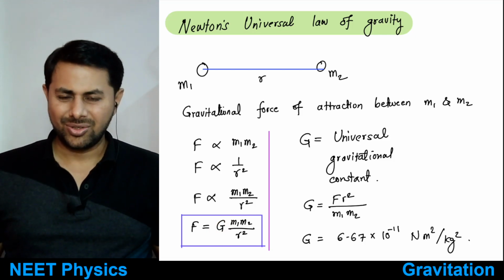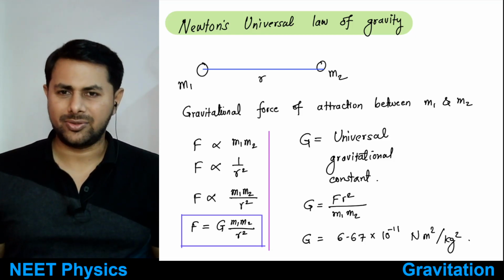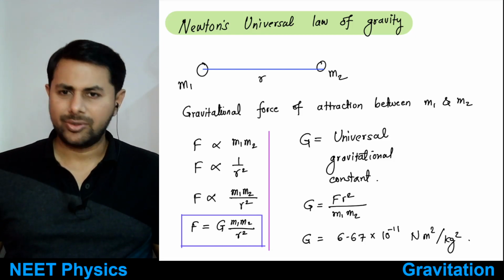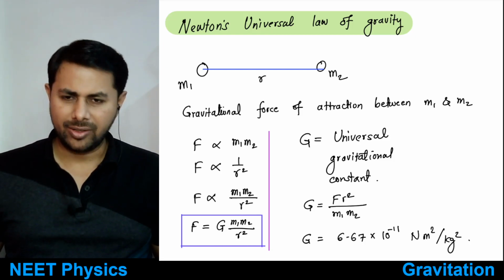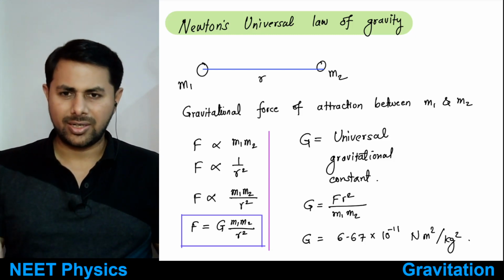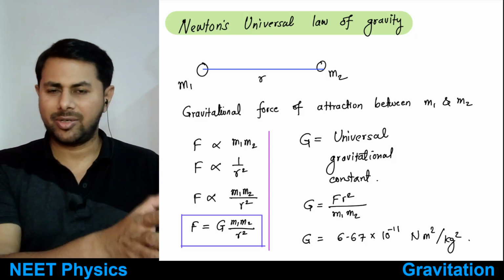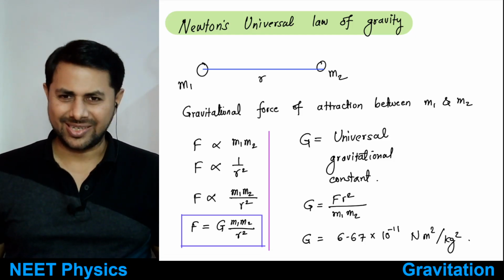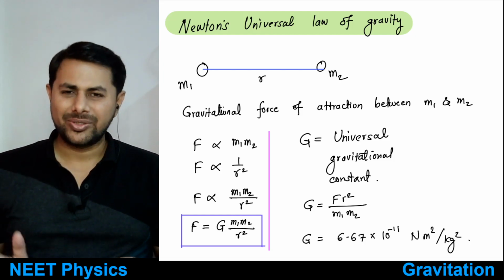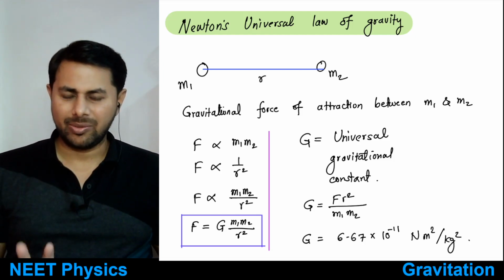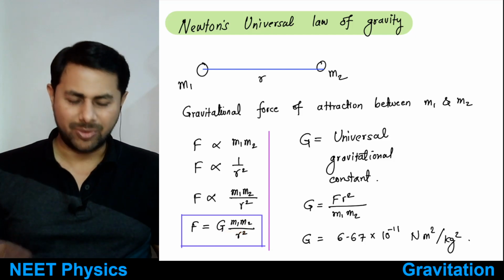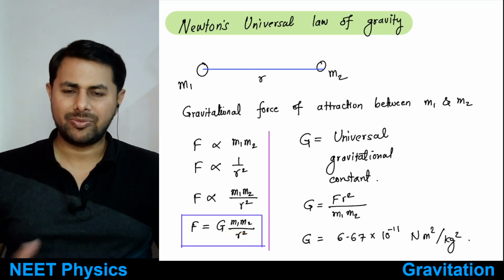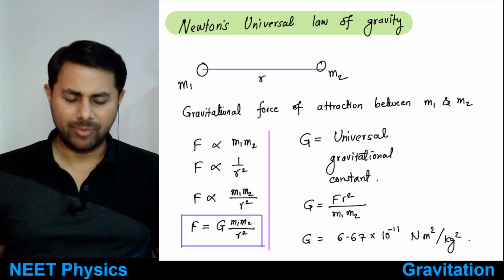So the force of gravitational attraction between us and earth, or we can take any two objects, suppose you and some cupboard in your room, there would be a gravitational force of attraction between those two, right? The force of gravitational attraction is given by this formula only. The force of gravitational attraction between earth and us is given by the same formula.